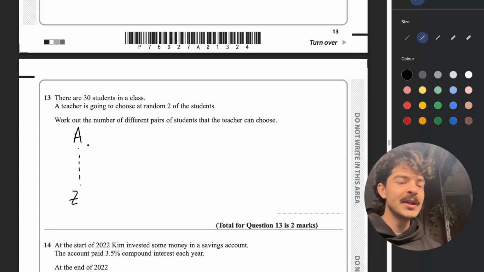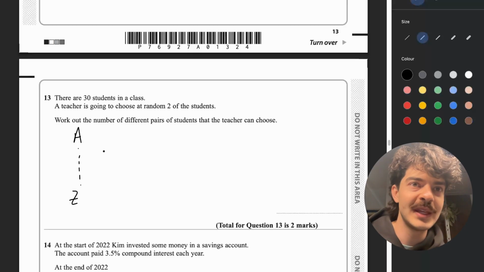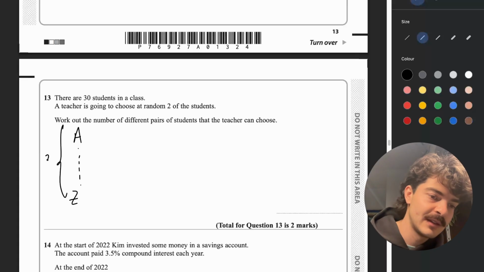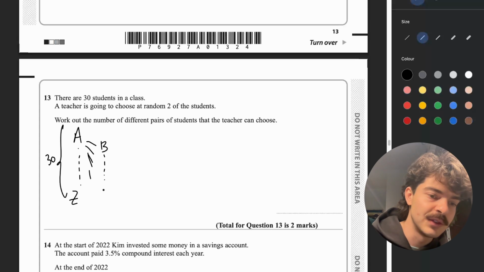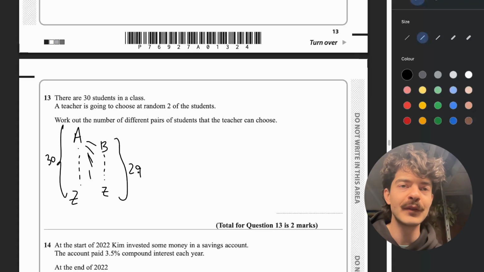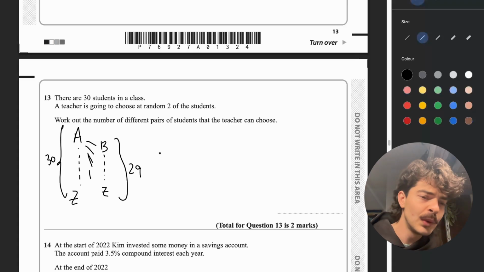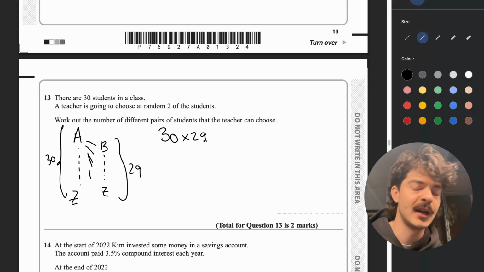And person A could be paired with any of the people B and onwards. They can't be paired with themselves, can they? So if this list is 30 long, and the list of pairing people that they could be with, let's say B to Z, well, this is only 29 long. You've got to factor in all of those combinations for everybody. So all of the branches, all the possible opportunities is going to be 30 times by 29.